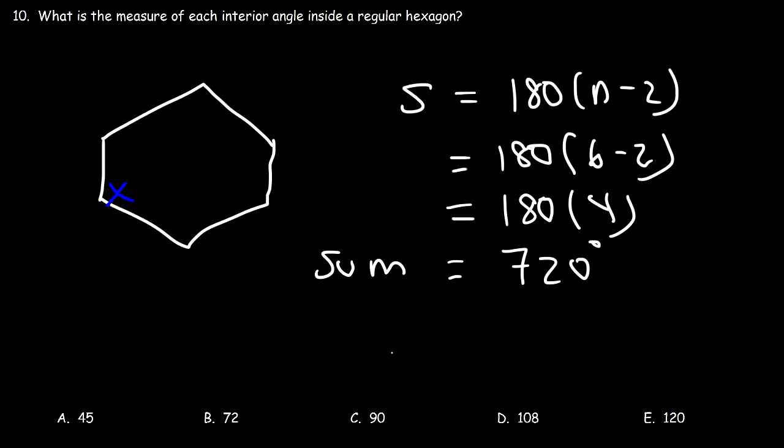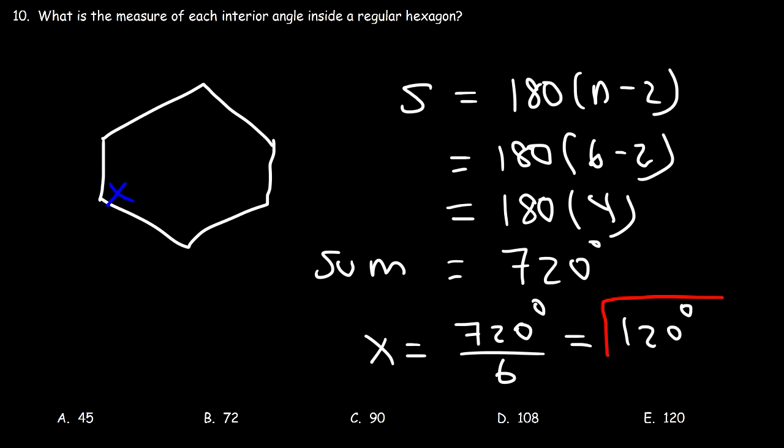So to find the value of each interior angle, we need to take the sum and divide it by the number of sides. So there are 6 sides. 720 divided by 6 is 120. So that is the measure of each interior angle inside a regular hexagon. It's 120 degrees.